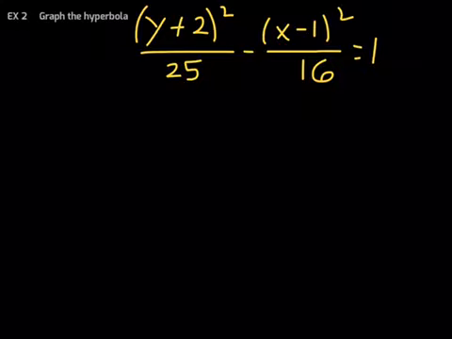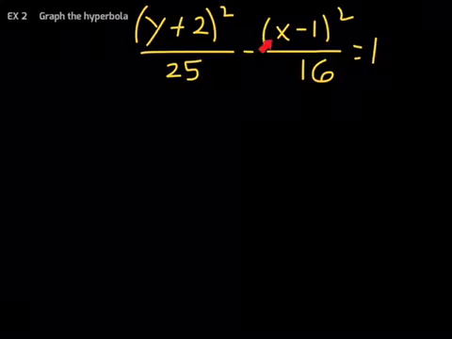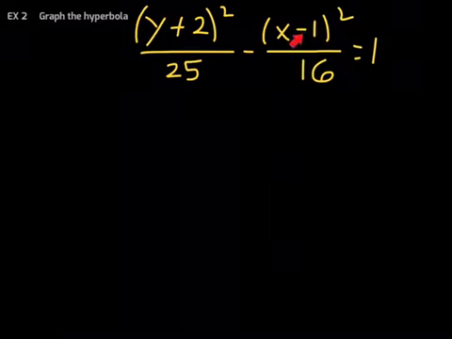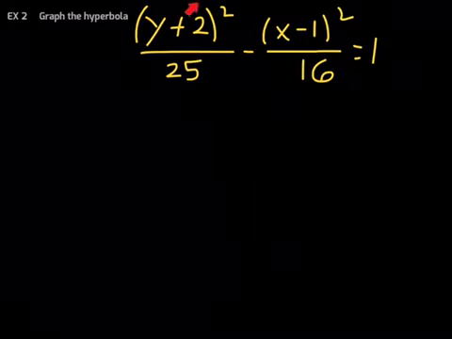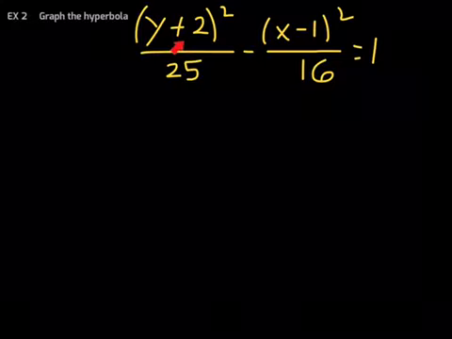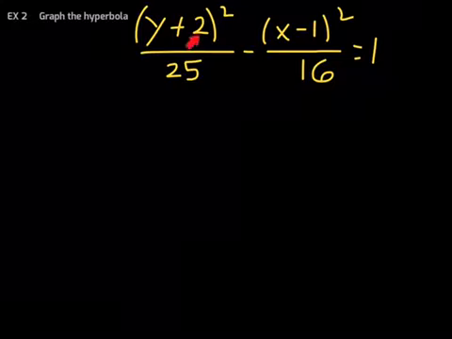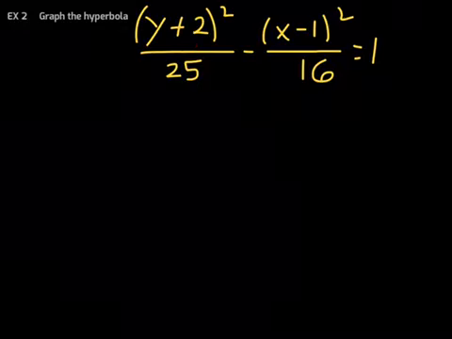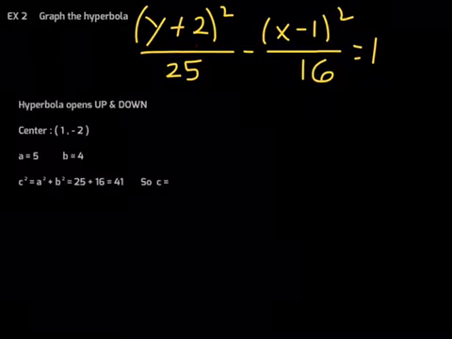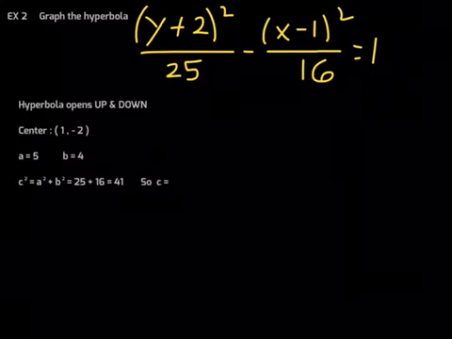Don't forget that h is always with x and k is always with y. So the center is going to be positive 1, negative 2. Don't get that turned around. Positive 1, negative 2. This is h, comma, k. So this is what we know, you guys. The hyperbola opens up and down. Again, we know that because y comes first. The center is, be careful, positive 1, negative 2.